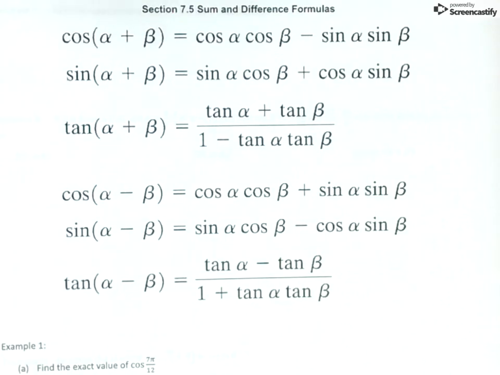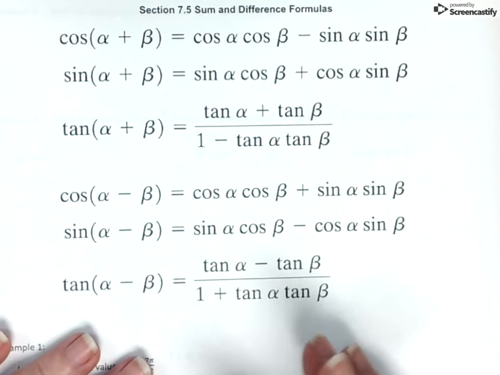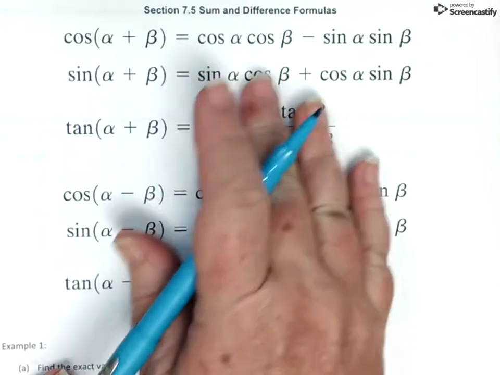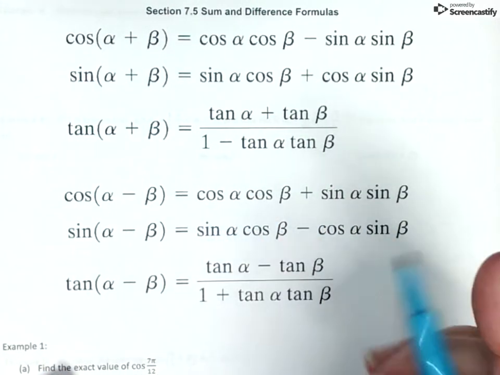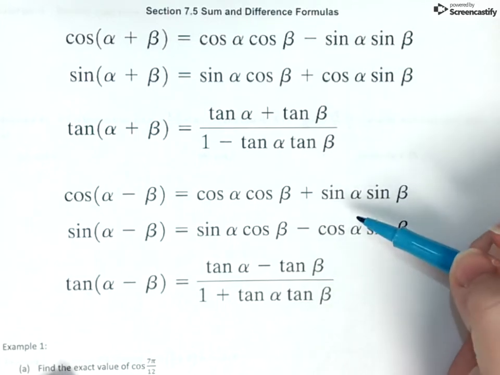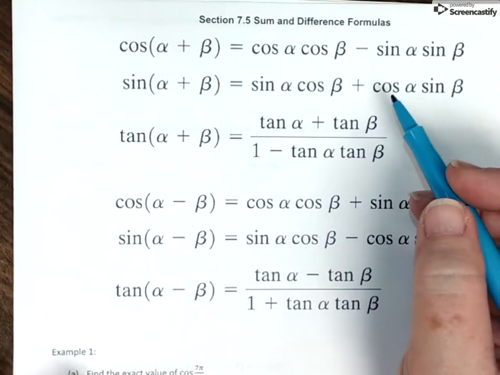This is section 7.5, which is the sum and difference formulas. So the first thing I want you to notice, let's just take a look at this first chart up here. There's a bunch of formulas up here, and I know this can seem intimidating. But first of all, they are really very straightforward. There are a couple of things I want you to notice.